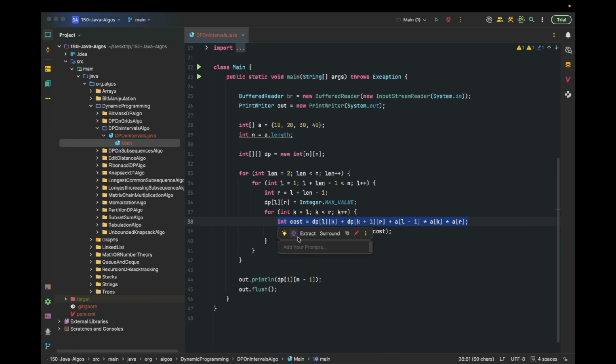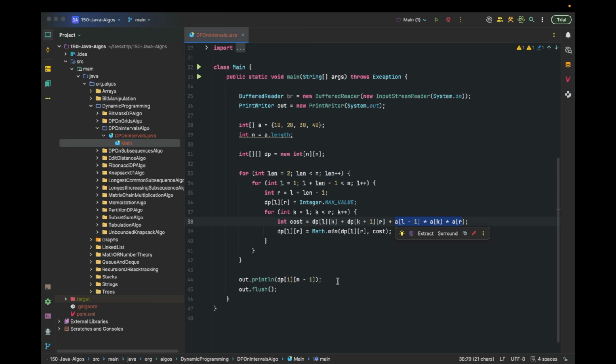First, the cost of multiplying the left subchain is dp of L K, and the cost of multiplying the right subchain is dp of k plus 1 to R. And finally, the cost of multiplying the two resulting matrices is A of L minus 1 times A of k times A of R. Finally, we have to store the minimum cost for dp of L R, using Math.min of dp of L R, comma, cost. We are storing the minimum cost for dp of L R.